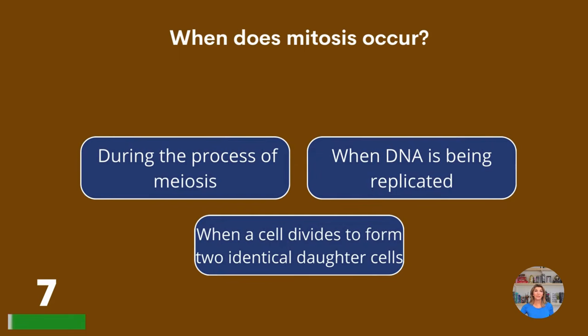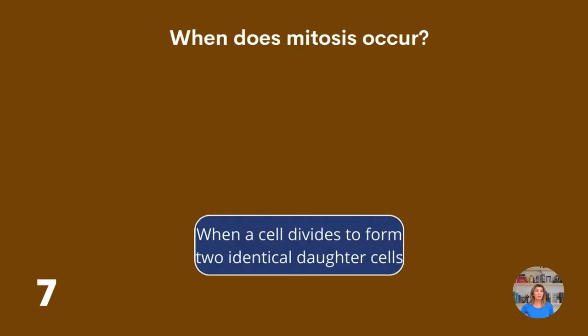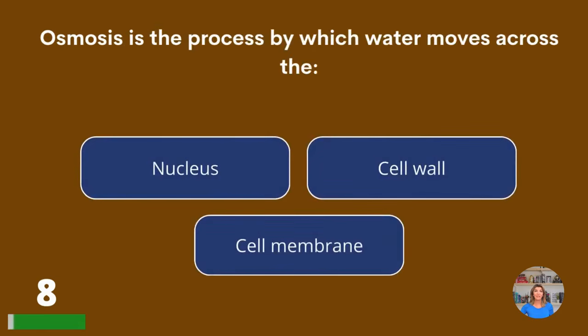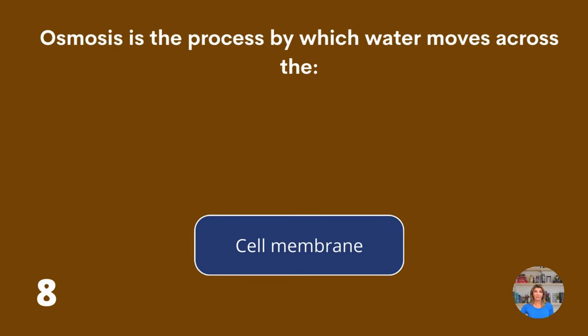When does mitosis occur? During the process of meiosis, when DNA is being replicated, or when a cell divides to form two identical daughter cells? When a cell divides to form two identical daughter cells. Osmosis is the process by which water moves across the nucleus, cell wall, or cell membrane. Cell membrane.